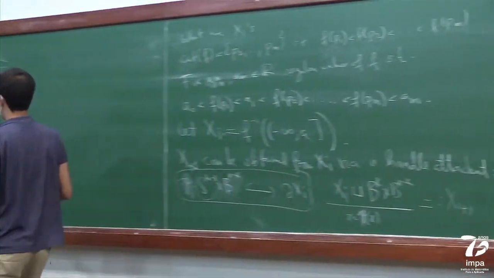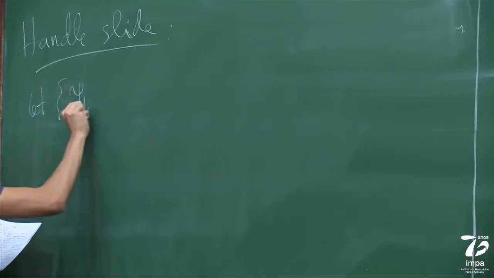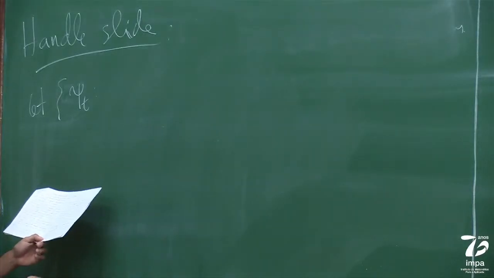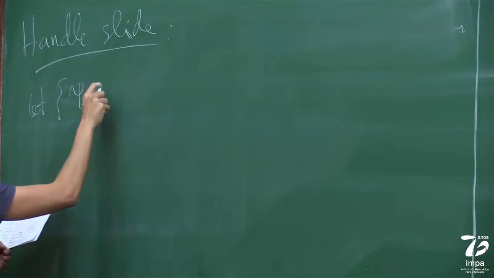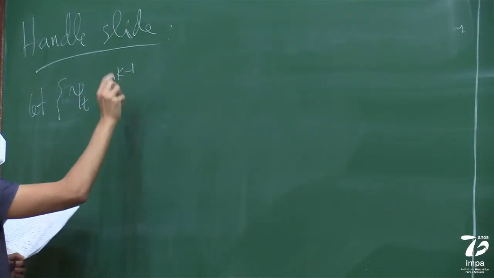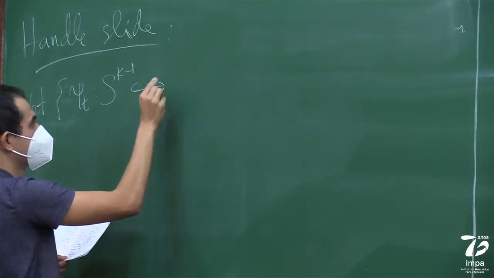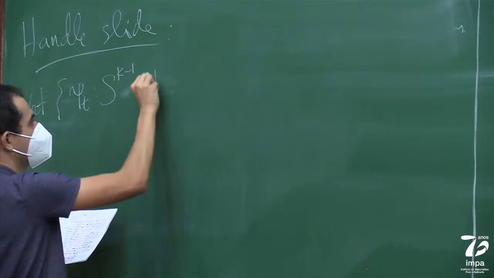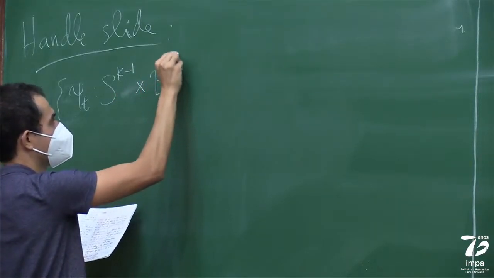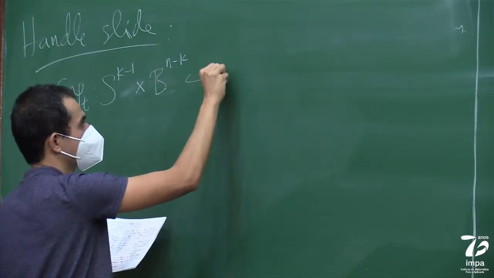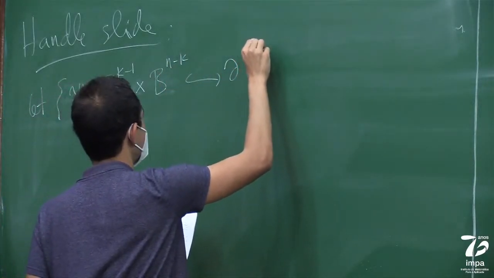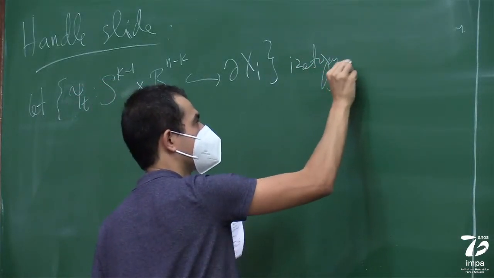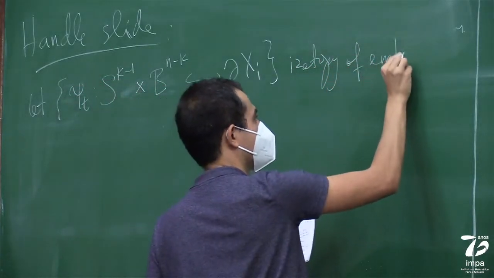So now let's say that we have a path of an isotopy of embedding. So this is an isotopy of, well, let's try like this, [0,1] times S^{k-1} times B^{n-k} to the boundary of X_i. This is an isotopy of embeddings.